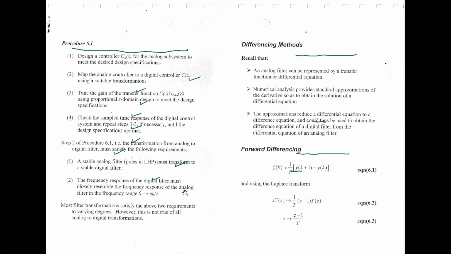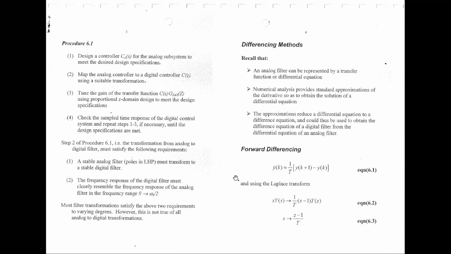Next, moving along. So procedure 6.1. How do you go about converting your analog controller into a digital controller? That is explained using this procedure 6.1. The first step is you have to design an analog controller.